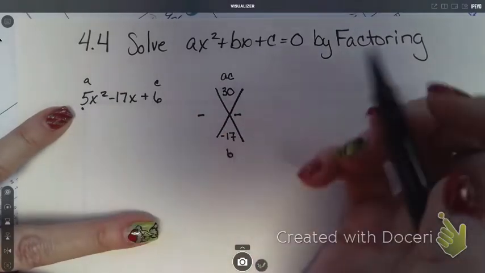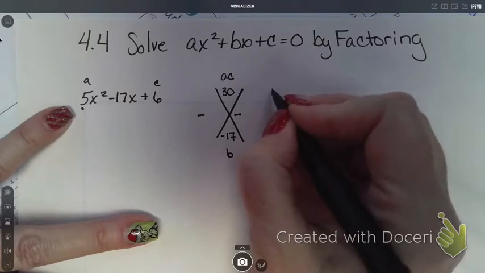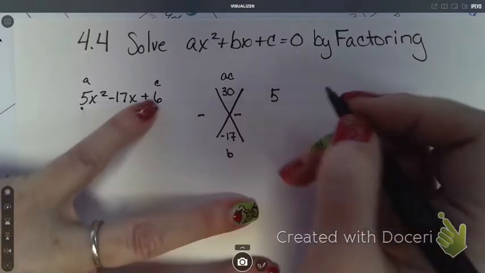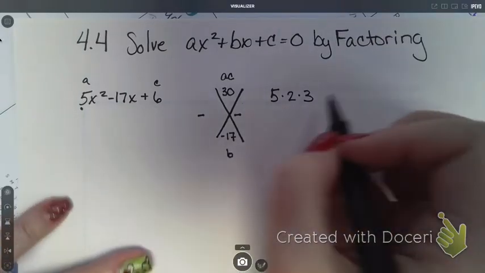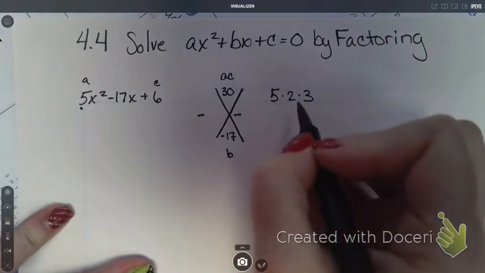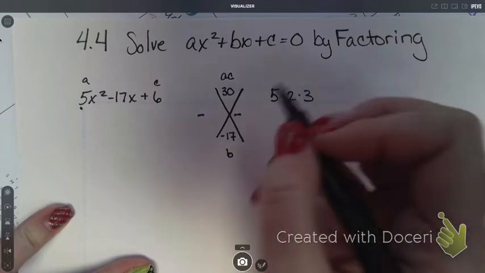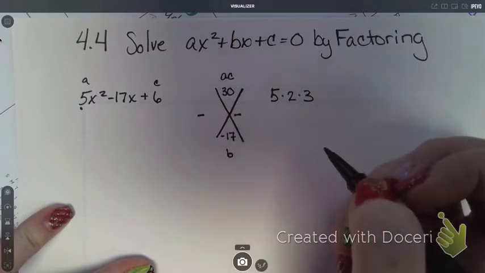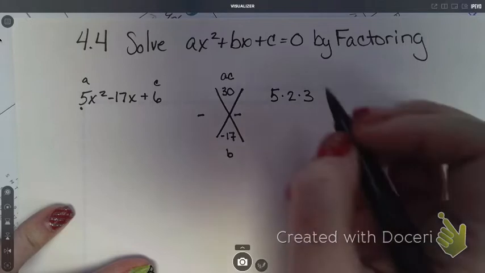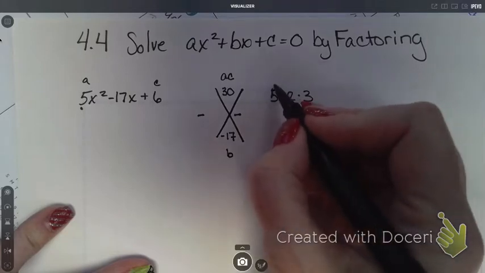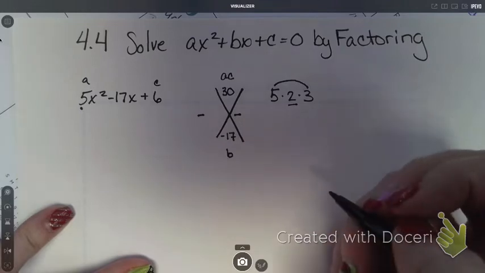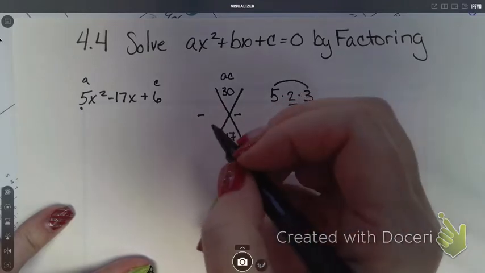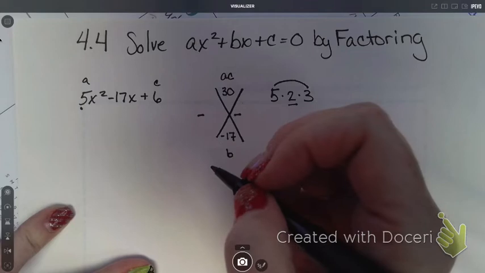What are the factors of 5? 1 and 5, yes? What are the factors of 6? 2 and 3? Okay, so you have these factors that you can move around and multiply by each other any way you want. Does that make sense? So I have, you guys already said it, 15 and 2. Does that add to 17?